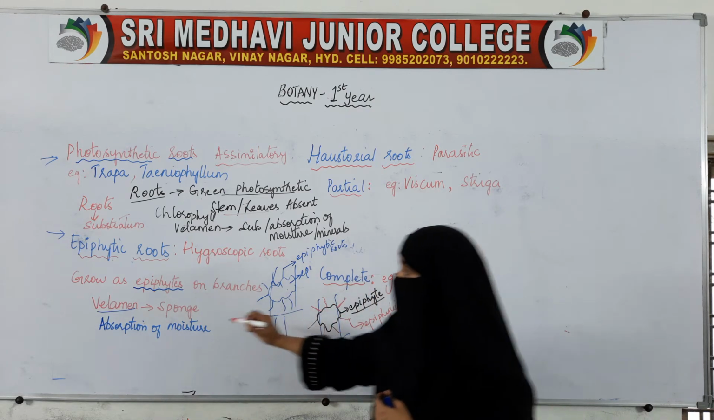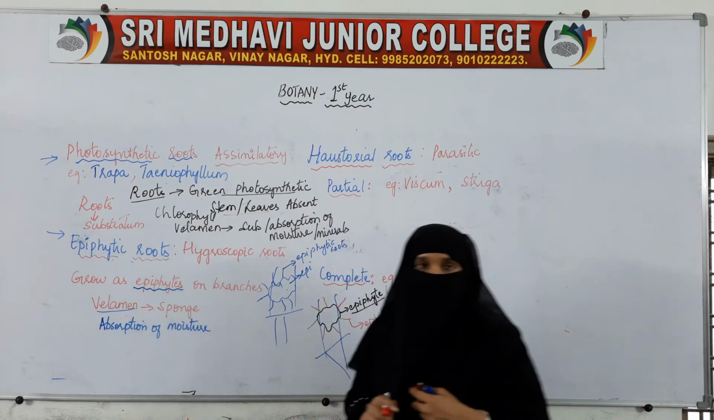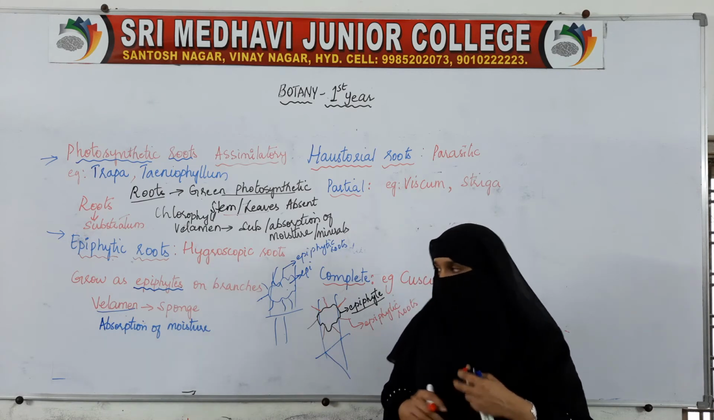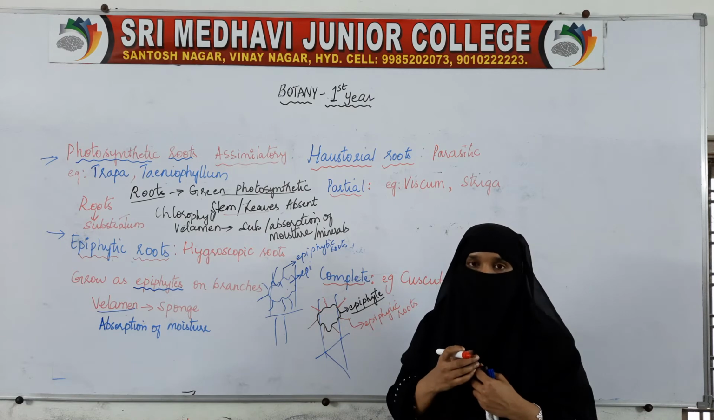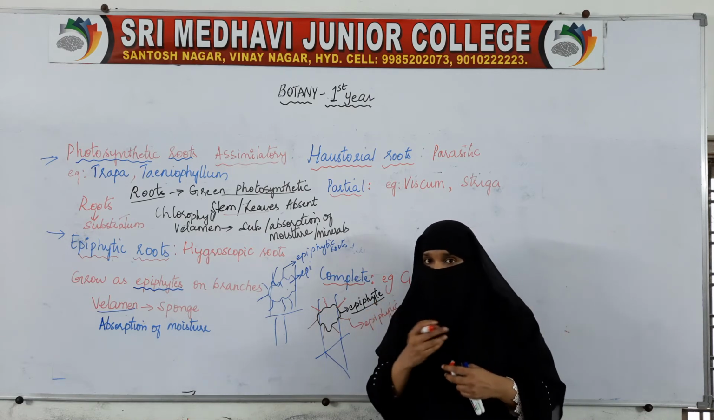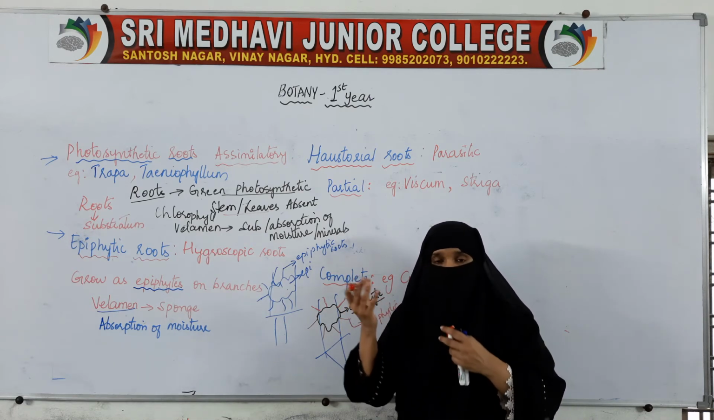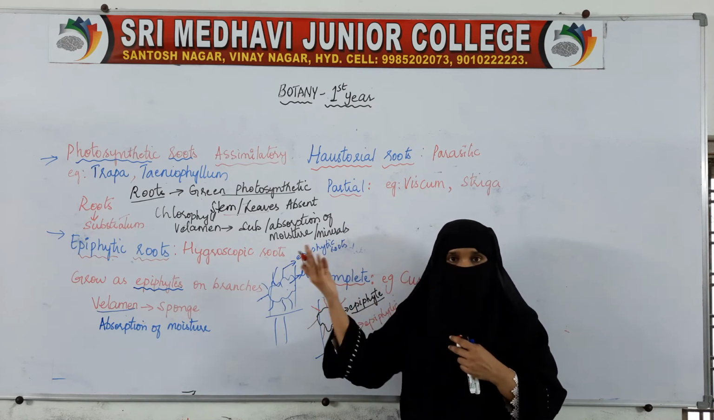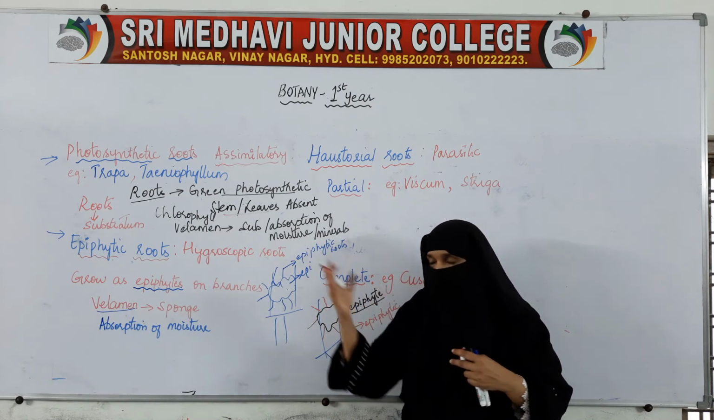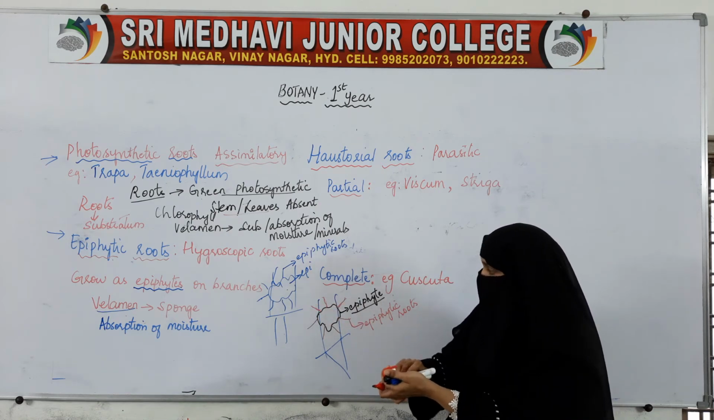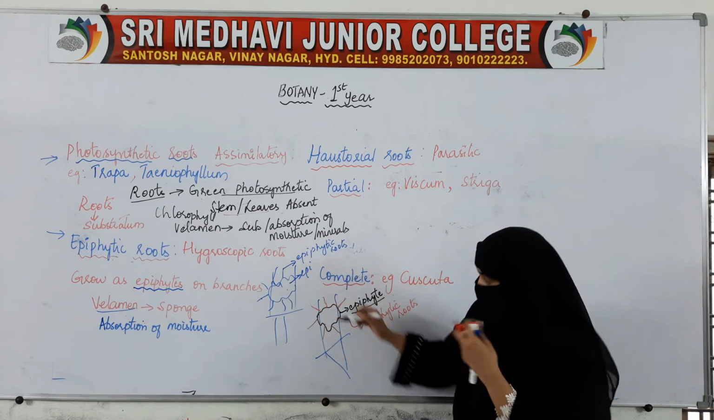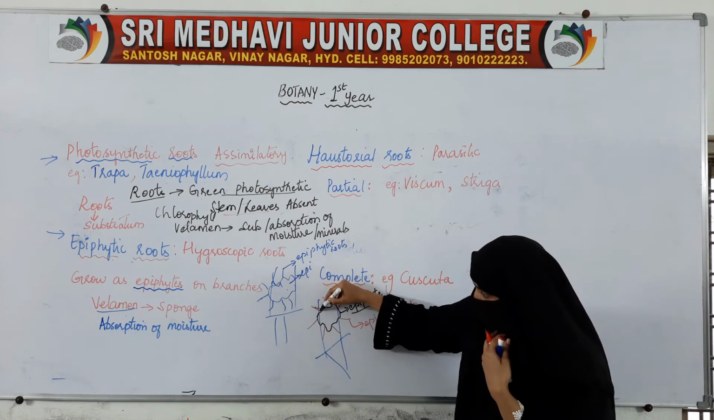That substance is called velamen. It is a sponge-like substance which helps in absorption of water or moisture. Water is what they require, so they get water in the form of moisture. In the atmosphere, moisture will be present, so from the atmosphere they will absorb the water.